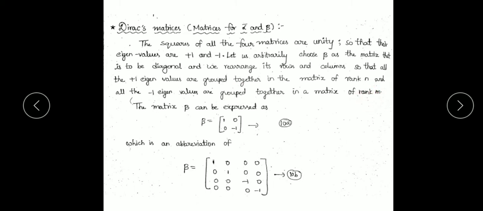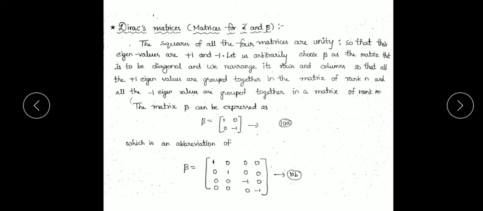Rank is nothing but the number of independent rows or columns a matrix can have. Here there are 2 independent rows, so this is a matrix of rank 2, and this is also a matrix of rank 2. Separately, if we consider 1 1, there are 2 independent rows, and here again 2 independent rows. So each is a matrix of rank 2. That is what they are saying.